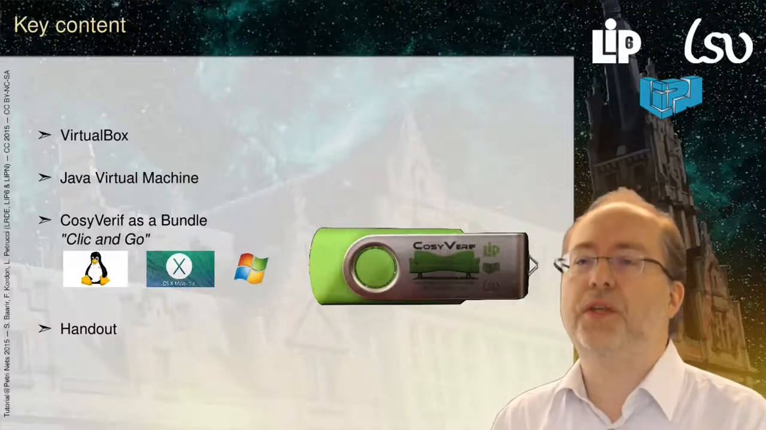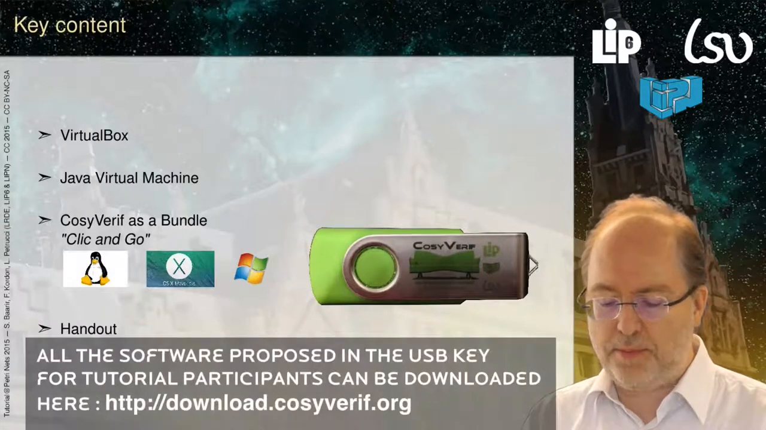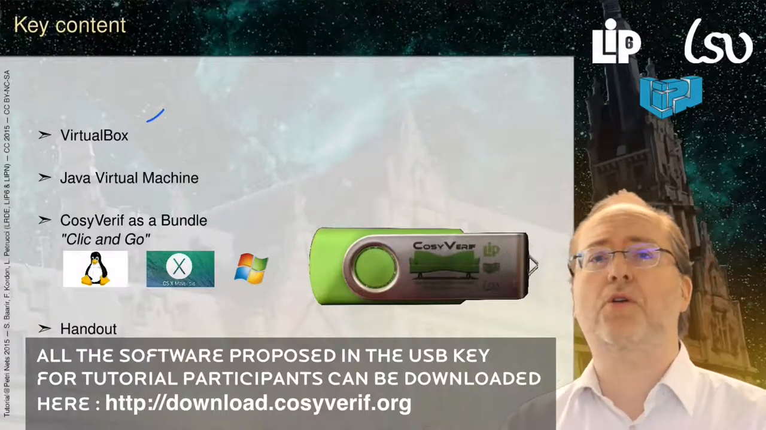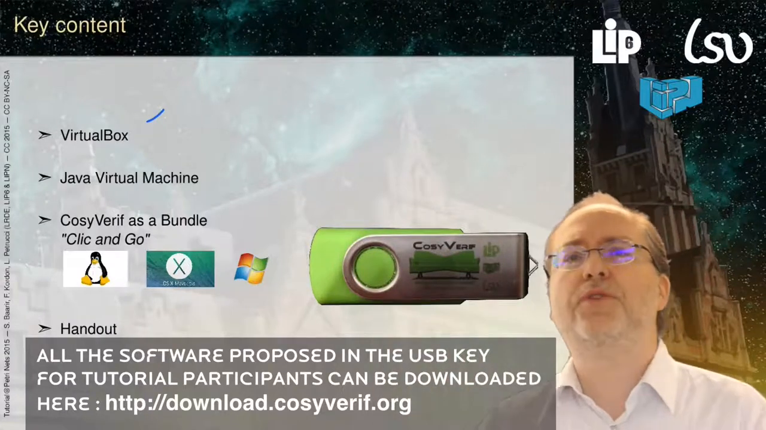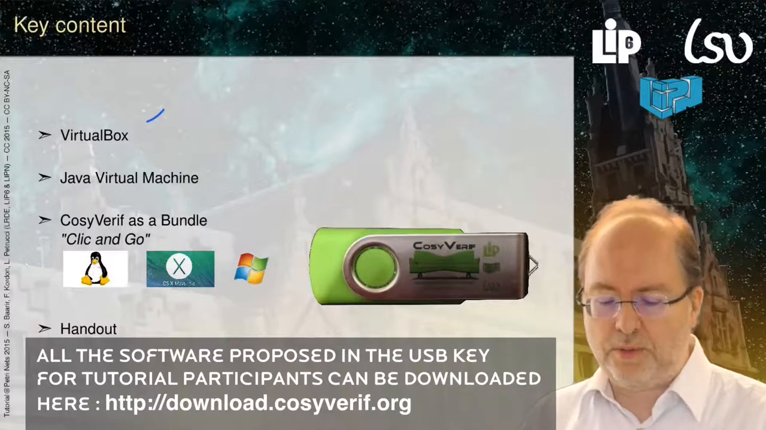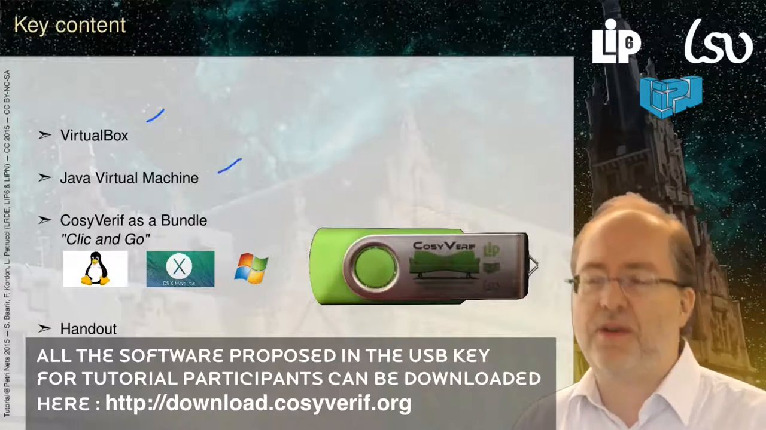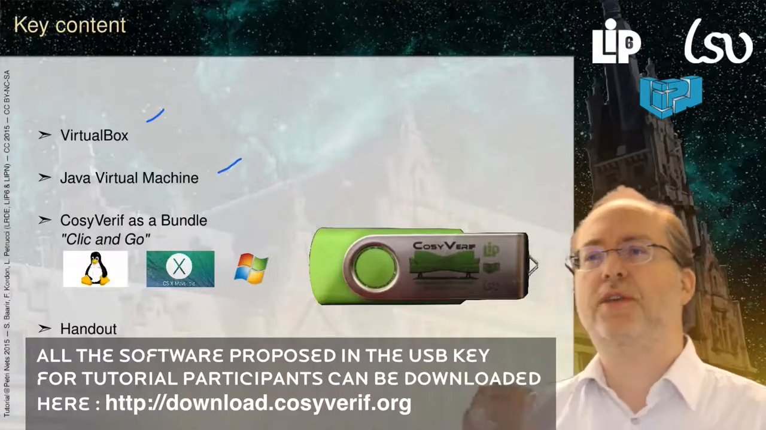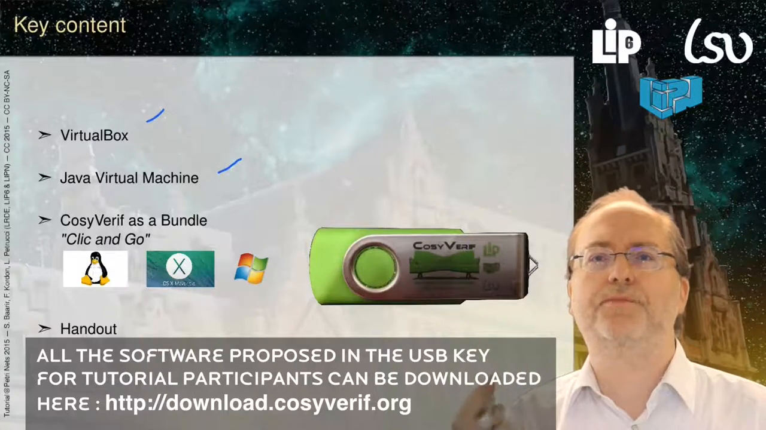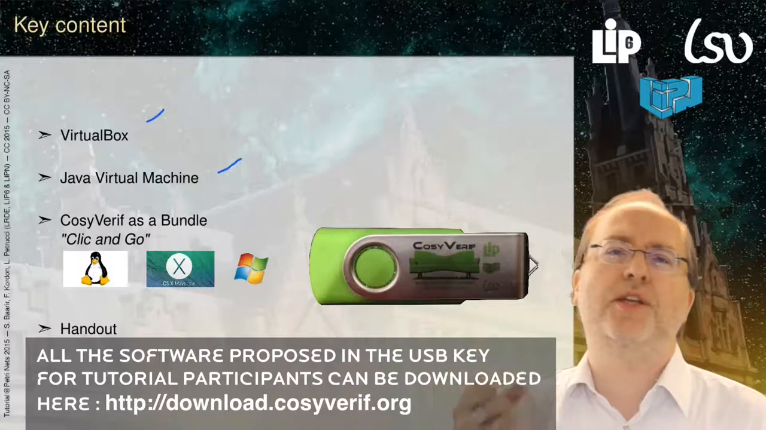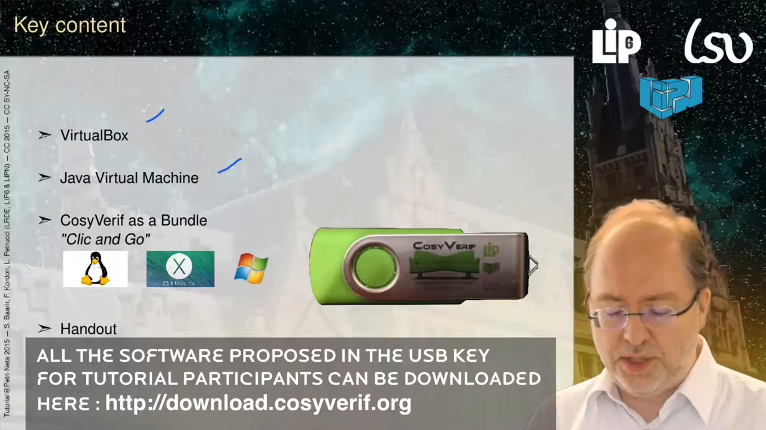What you will have is a USB key. You have it here, and this USB key embeds VirtualBox because the server, in fact, is a Linux machine that runs in a virtual environment. So you need VirtualBox. You can also use QEMU. It works too with QEMU. There is a Java virtual machine because the user interface works as Eclipse, autonomous. It's not a plugin, it's a bundle, an Eclipse bundle. And so for that, at this stage, you still need Java.